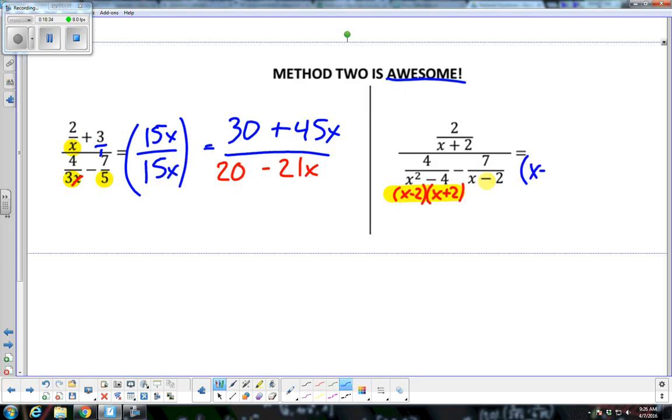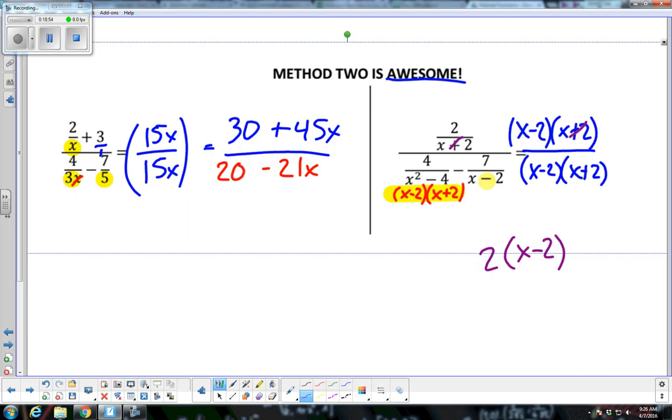And this is just going to take some practice, guys. You're not going to be good at this right off the bat. It's just going to take some practice. So if we were looking at this, on the top, these guys are going to cancel, giving you 2 times x minus 2, okay? So that's the top. Now on the bottom, the first piece, both of these are going to cancel with both of the red. So I'm left with just 4, because the bottoms cancel completely. And now this x minus 2 will cancel, leaving you with a minus 7 times x plus 2. Okay, we're making some ground here.